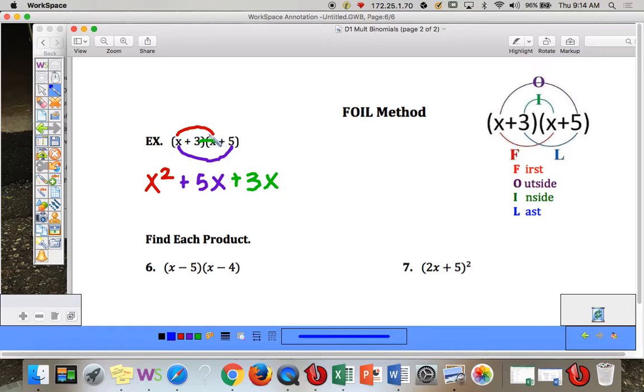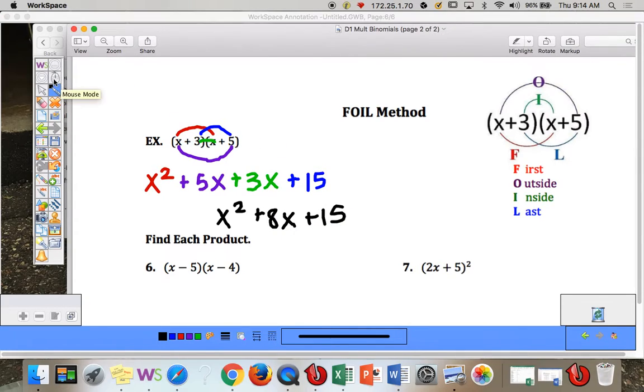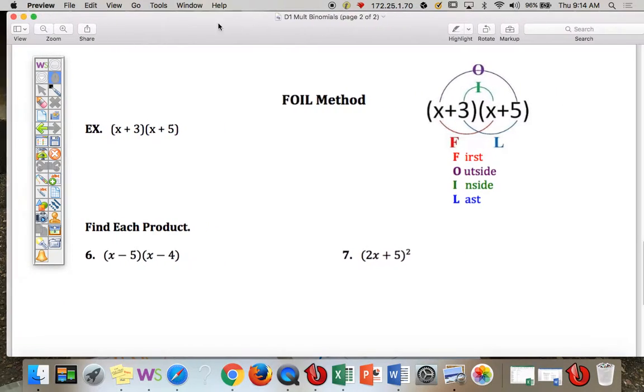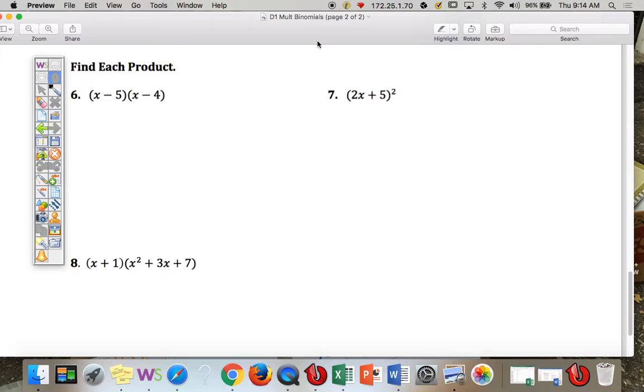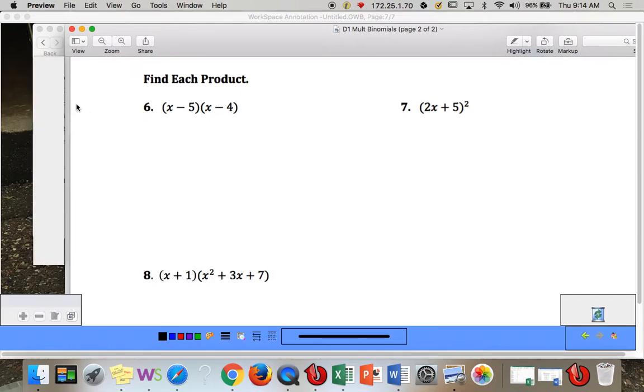And L stands for our last 2 terms, 3 times 5, which is 15. So you get the same thing as you would in the box, except without writing the box. Let's combine like terms, x squared plus 8x plus 15. So we'll try FOIL a few times, and on your assignment you can use either method. The box is easier if you have a trinomial, but otherwise FOILing works. So let's try the next one.